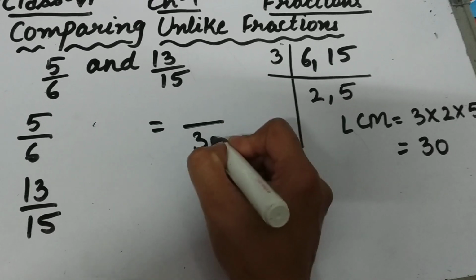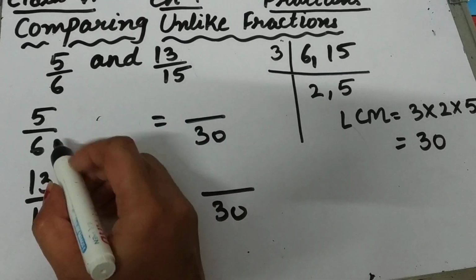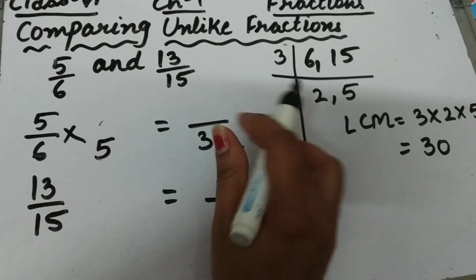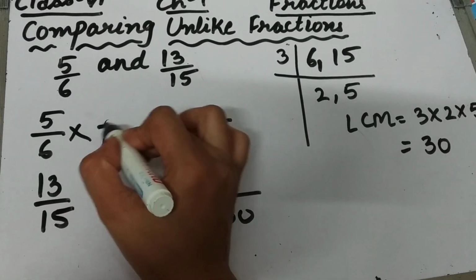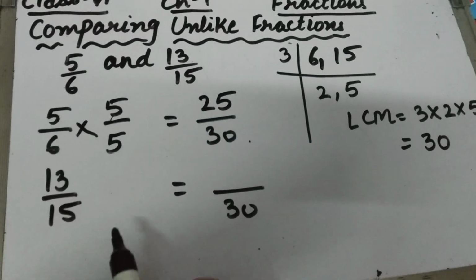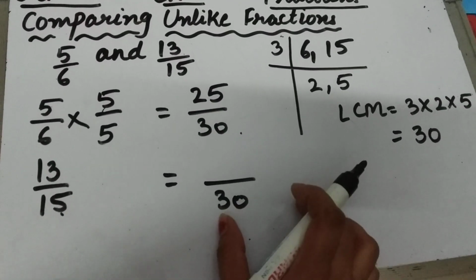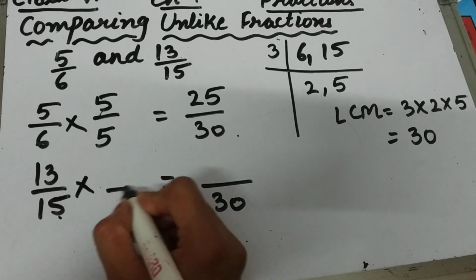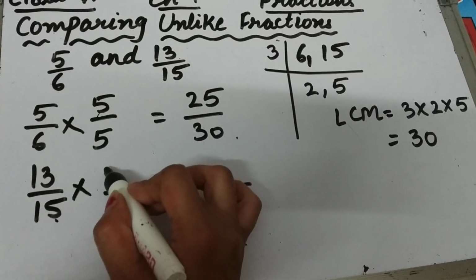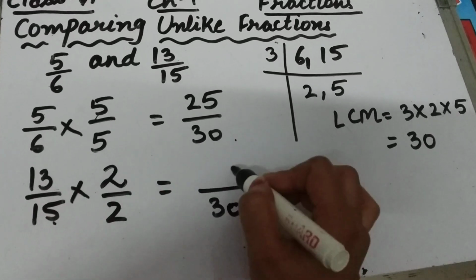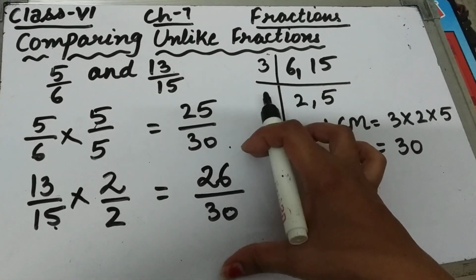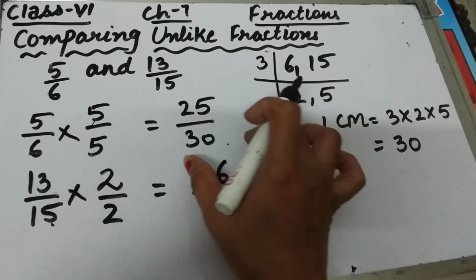By which number should I multiply 6 to make it 30? If I multiply 6 by 5, the denominator will be 30. So I have to multiply the numerator also by 5. 5 5s are 25. Now by which number should I multiply 15 to get 30? If I multiply 15 by 2, the denominator will become 30. So we will multiply the numerator also by 2. So it will be 13 2s are 26. Now both these fractions are like fractions because the denominators are same.